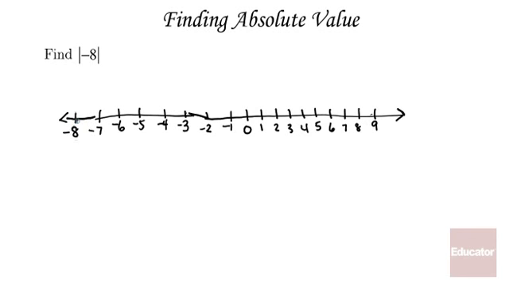And negative 8. So we're looking at the absolute value of negative 8. Let's focus in on negative 8. Now we want to find out how many units negative 8 is away from 0. So let's count. 1, 2, 3, 4, 5, 6, 7, 8. So the absolute value of negative 8 is 8. Notice that the answer is positive.